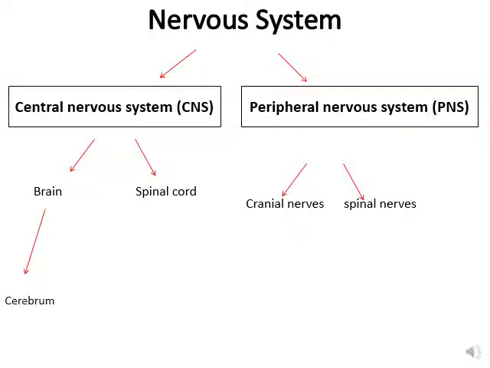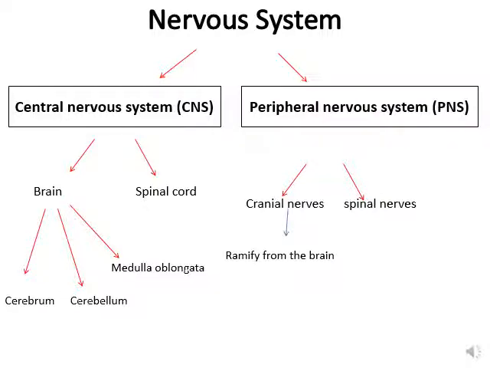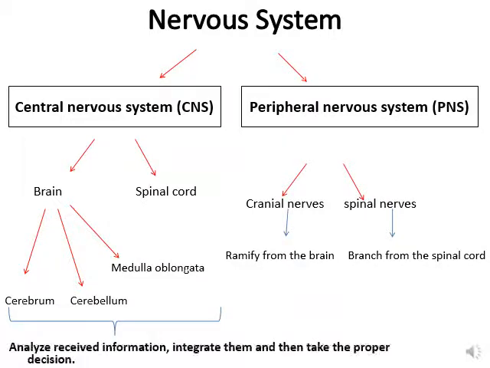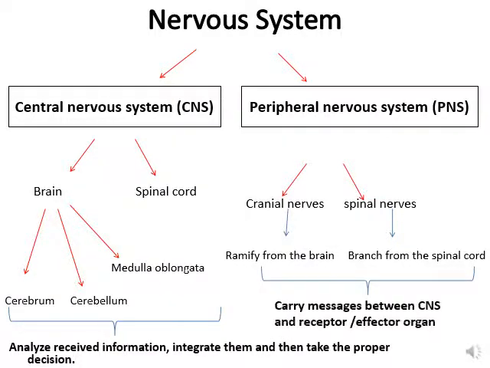Also, the brain is composed of cerebrum, cerebellum, and the medulla oblongata, whereas the cranial nerves, as I said, ramify from the cranium, from the skull, from the brain, and the spinal nerves ramify from the spinal cord. Cerebrum, cerebellum, and the medulla oblongata compose the brain. They analyze the received information, they integrate it, and they take the proper decision or the proper order. Whereas the nerves have a function of carrying the messages between the central nervous system and the effector organ.